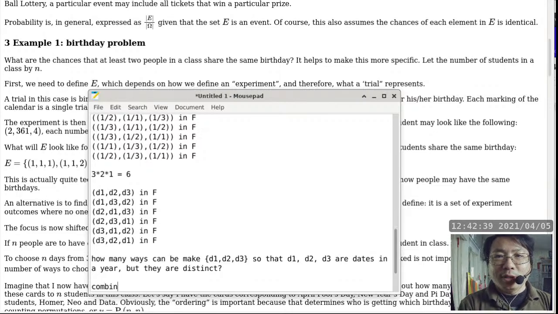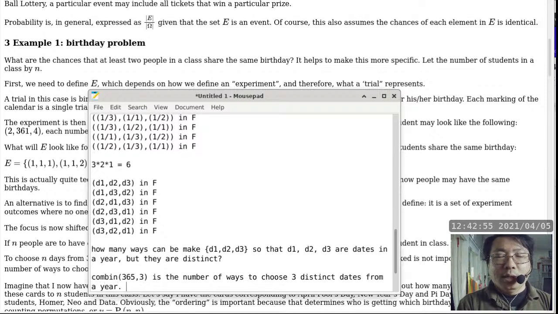So we are now looking at combin(365, 3), the number of ways to choose 3 distinct dates from a year. And that would be D1, D2, and D3. And then once we have that, we'll multiply this with 6 in this case. So what is this 6? Since Anita referred to the permutation stuff, let's think about this 6 as a permutation thing.